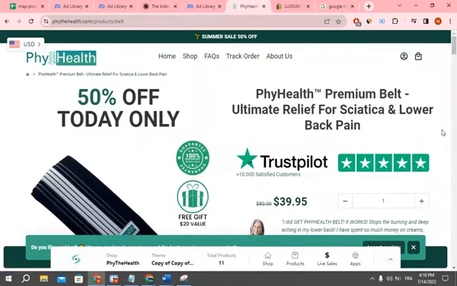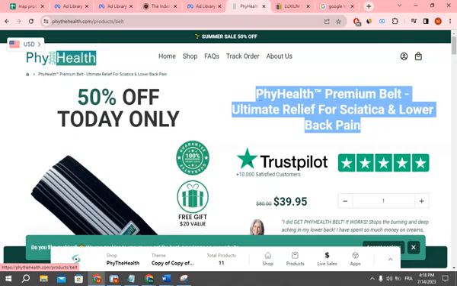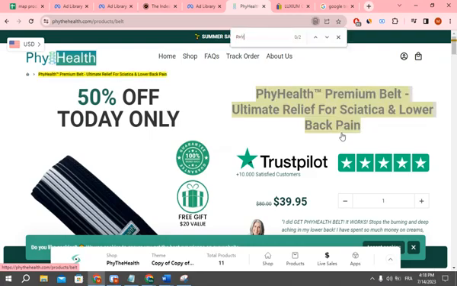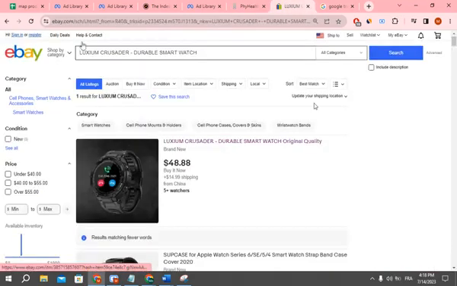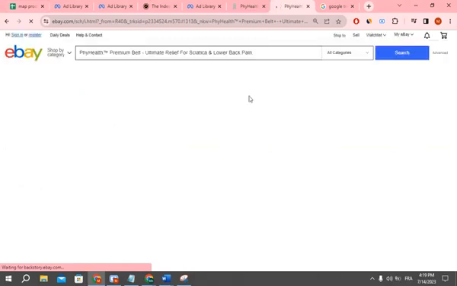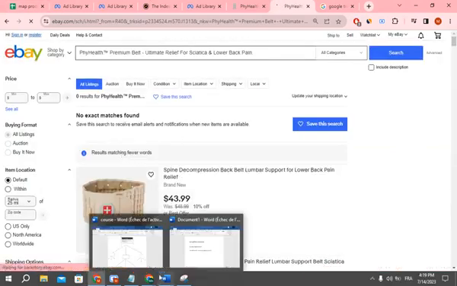Sometimes you can't copy it. If you can't copy it, just type it like this. Just type it here, go to eBay, search, and paste it here, for example, and see what the result is.